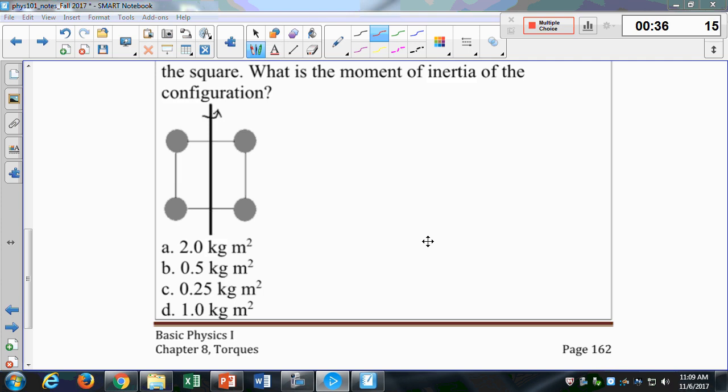Whenever you encounter these questions, first you want to ask yourself, okay, is this a collection of particles, or is this one of those rigid shapes that I have the table for? If it's particles, then you do the sum of mr squared. If it's one of those shapes from the table, then you need to pick out which is the right shape from that table. So first ask yourself that question, which is this? A collection of particles, or is it one of those rigid shapes?